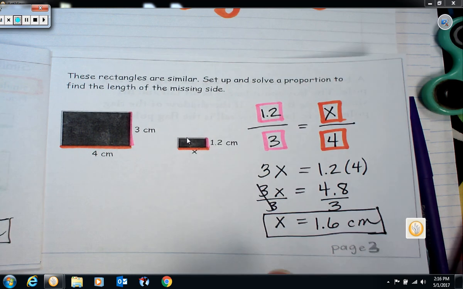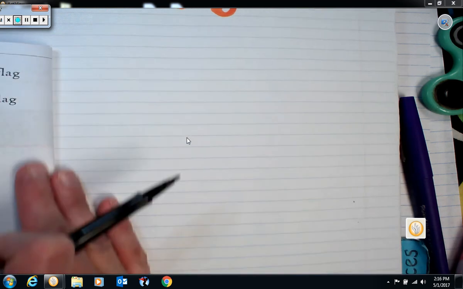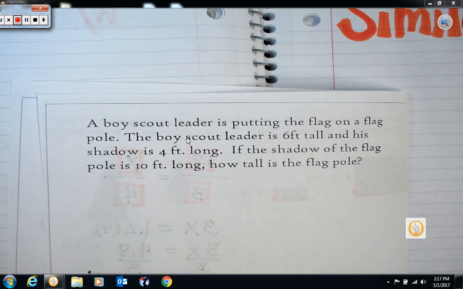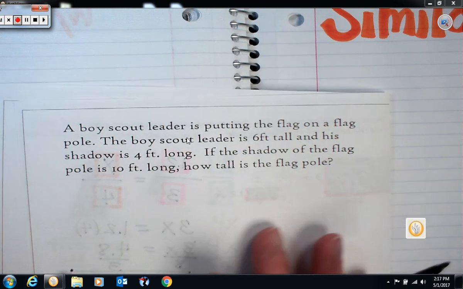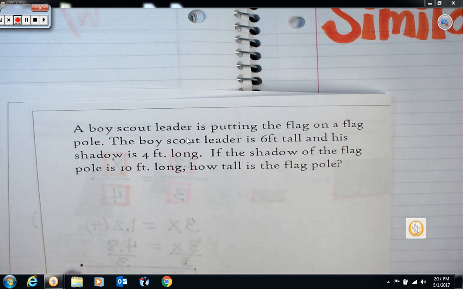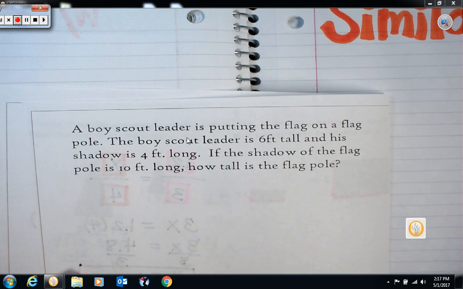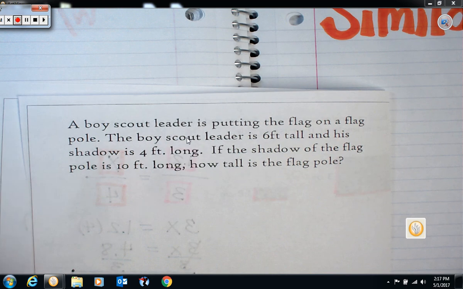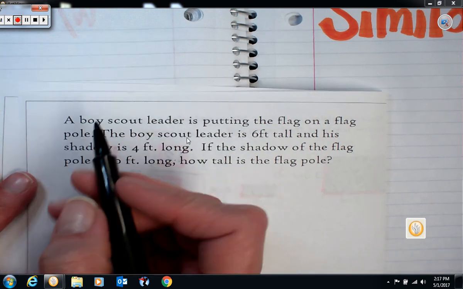Okay, so let's try the next one. This one says a Boy Scout leader is putting the flag on a flagpole. The Boy Scout leader is 6 feet tall and his shadow is 4 feet long. If the shadow of the flagpole is 10 feet, how tall is the flagpole? So let's draw a picture of what's going on here first so we can see it a little better.